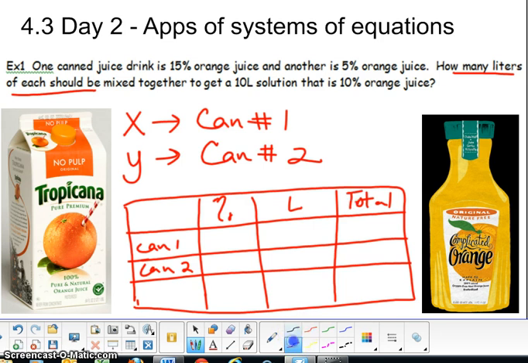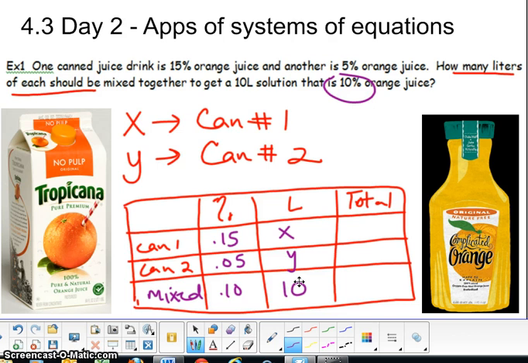So can number 1 was 15% orange juice. Can number 2 was 5%, so that's going to be 0.05. And in total, they want to have 10% orange juice. So this is mixed together. They want it to be 10%, which would be 0.10. Okay, so then liters, we do not know how many liters, so this is where X and Y are going to be in the chart. But we do know we want it to be a total of 10 mixed together.